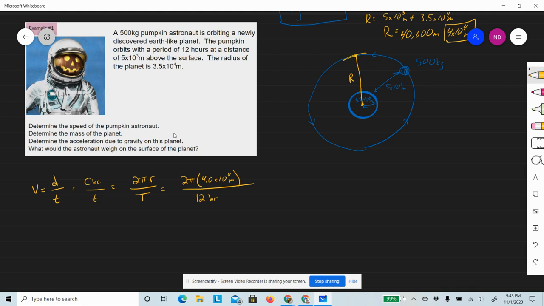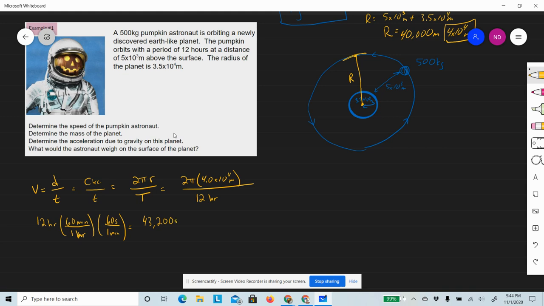But we don't give our answers in meters per hour. We want to have our answers in meters per second. So we have to convert 12 hours into seconds. For every 1 hour, there are 60 minutes. Then for every 1 minute, there are 60 seconds. So 12 hours times 60 minutes per hour, and then multiplied by 60 seconds per minute, is 43,200 seconds.